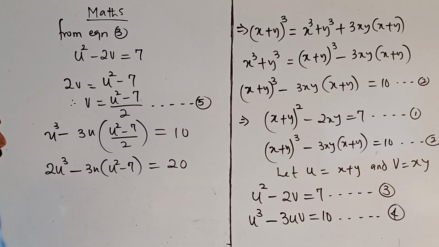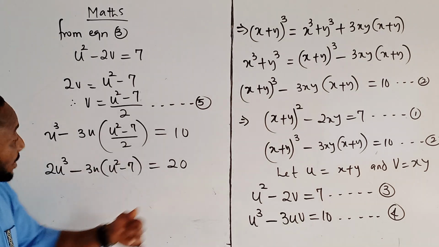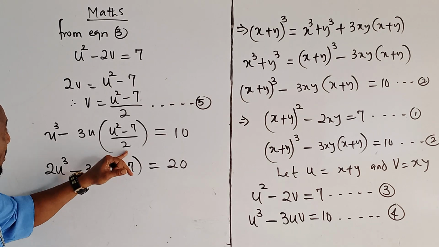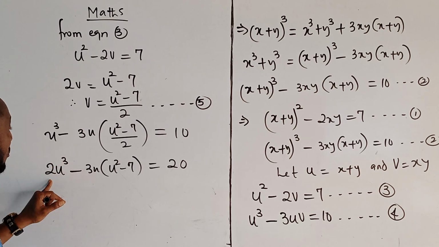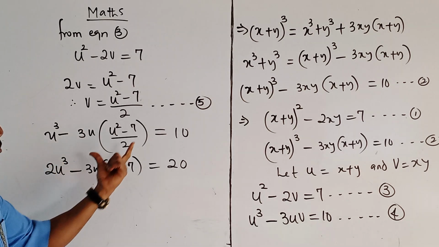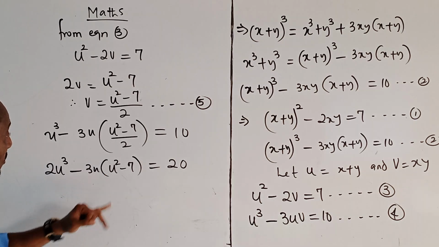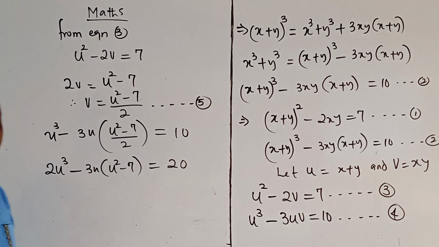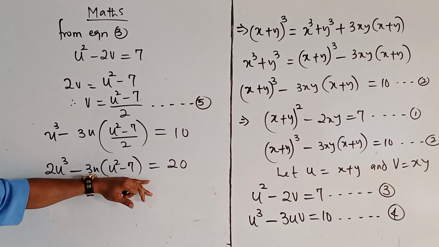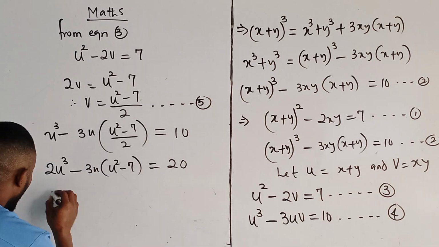Okay, what I've done here is simple, guys. More like multiplying each term by 2, which is the LCM. 2 multiplied by u cubed will be 2u cubed. If I use 2 to multiply this term, 2 will cancel out. Then 2 multiplied by 10 is 20. So I will distribute this parenthesis.